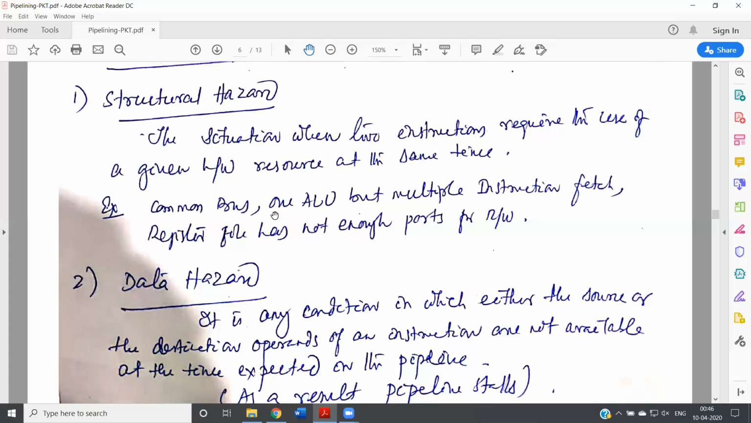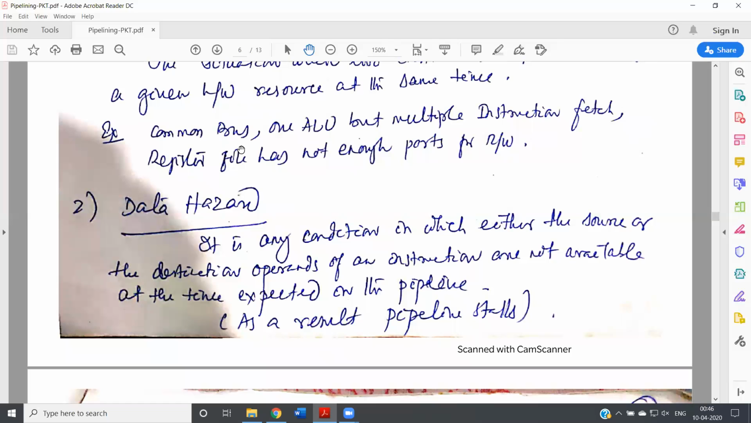So this occurs because of what? Because of the non-availability of the hardware. The second kind of hazard is called the data hazard. It is any condition in which either the source or the destination operand of an instruction are not available at the time it is expected in the pipeline.